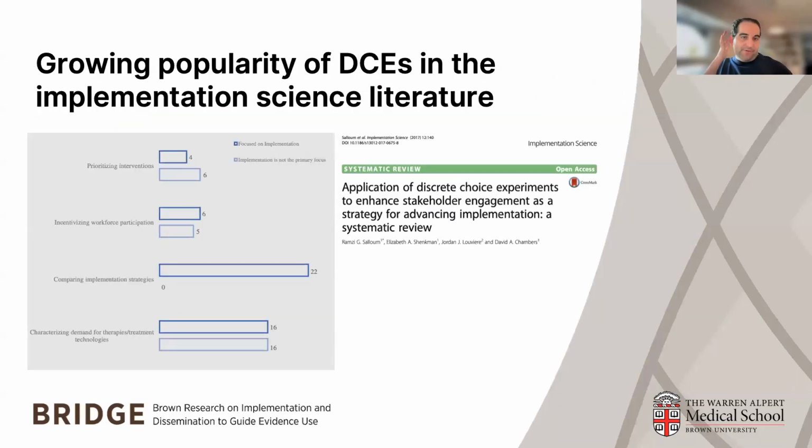Here is just an example of how discrete choice experiments are gaining a lot of popularity in the implementation science space. As you can see from this systematic review, there are quite a bit of published discrete choice experiments across different disciplines. So there are examples of scholars, researchers and practitioners that are using this method successfully to understand and characterize implementation strategies that may be the focus of their research in different domains.